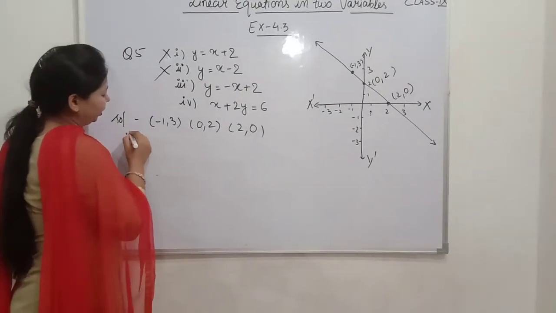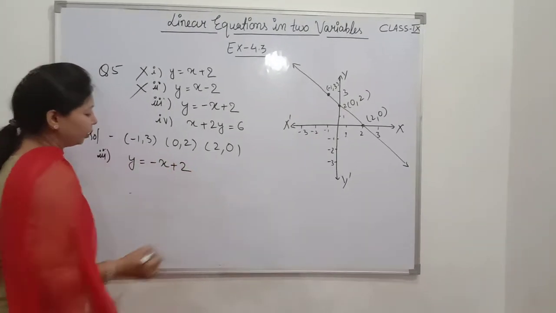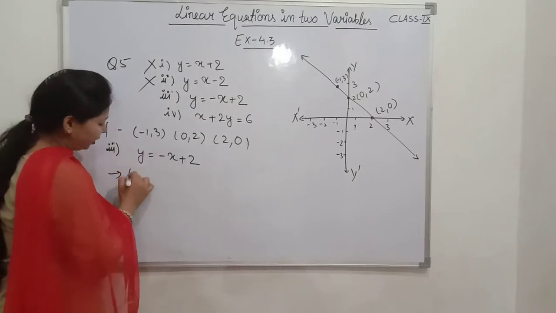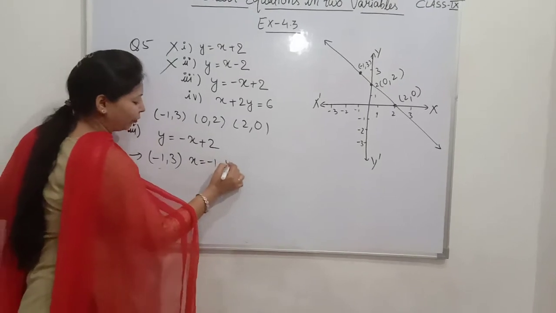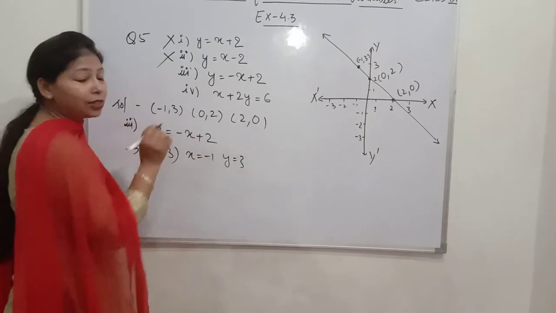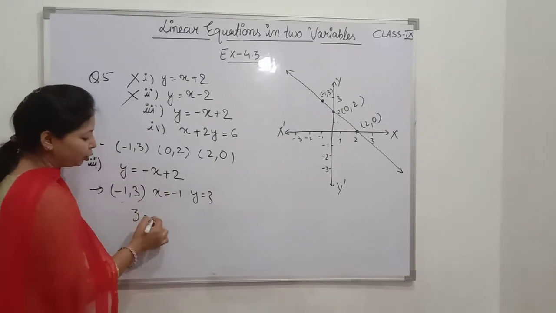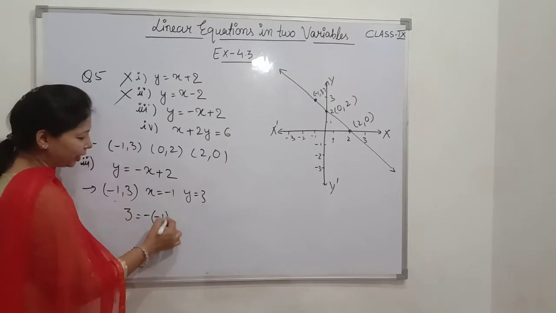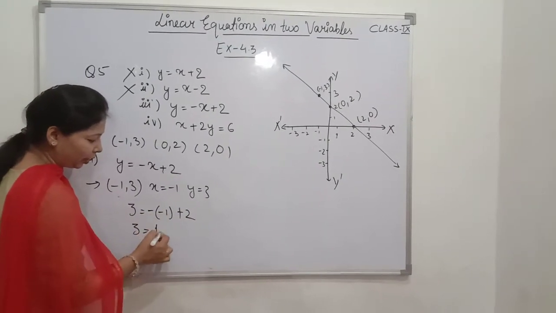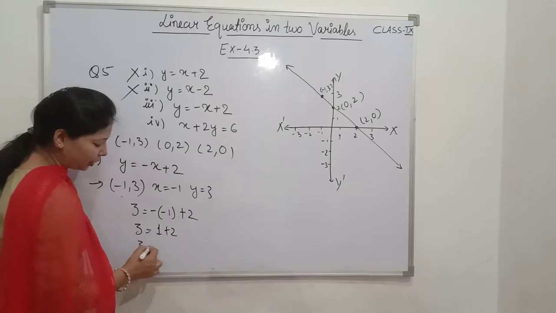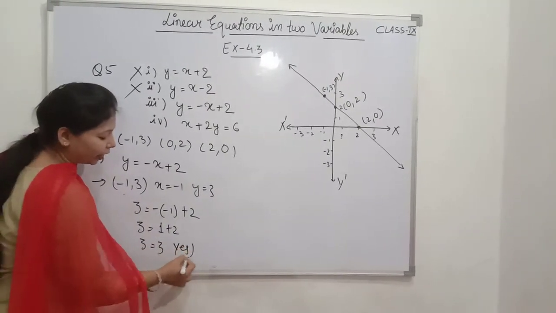Now equation number three is y = -x + 2. My first point is again (-1, 3). In this point x = -1 and y = 3. Let us substitute these values in this equation. y = 3, x = -1, so it is -(-1) + 2. Now 3 = 1 + 2, which is 3. Now 3 = 3. They are both equal, so yes, it satisfies the point.